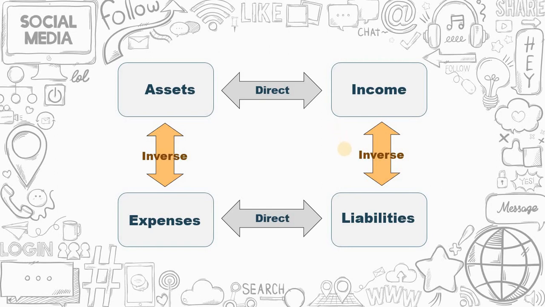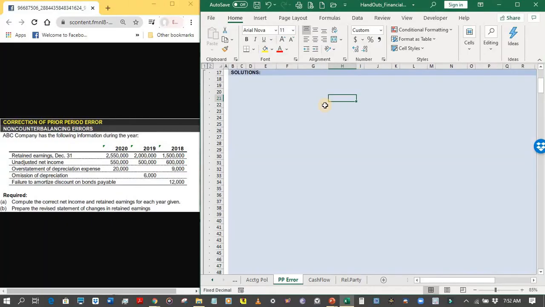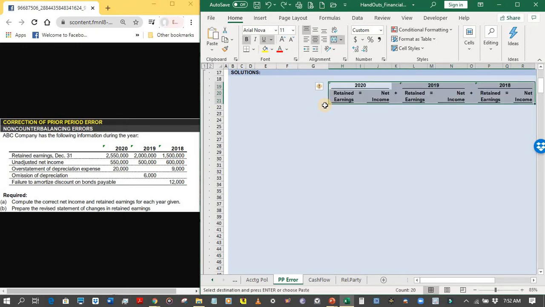Since our focus in this discussion is prior periods, that involves both nominal and real accounts. So we are going to analyze the effects of the prior period errors based on the relationships between asset and income, and liabilities, liabilities and expenses, and assets. Our analysis will cover the years 2018 until 2020, and the accounts to be analyzed are the retained earnings and net income. So let us start with the unadjusted balances.